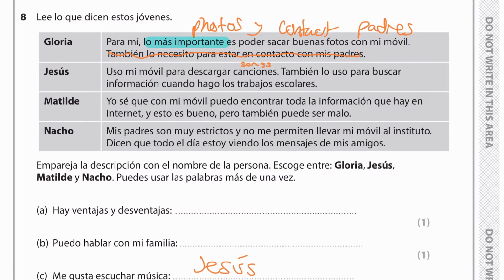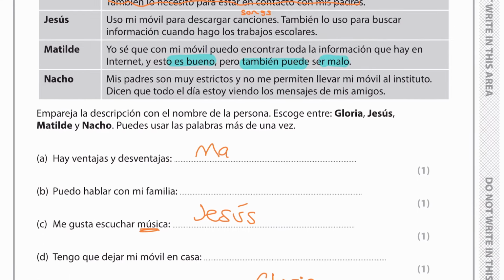Okay, Matilde. Yo sé que, I know that with my phone, I can find all the information that there's on the internet, and this is good, but it can also be bad. So we see it's good, but it also can be bad. Es bueno, es malo. It's going to be advantages and disadvantages. This one I'm pretty confident is going to be the first one. Her name was Matilde. Vale.